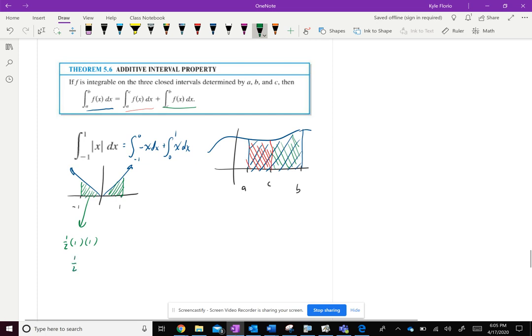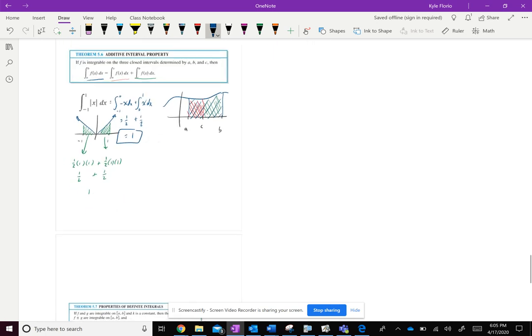And we're going to do the same thing with the other triangle, and I think it's going to be the same thing. The base is 1, the height is 1, so that's going to be 1/2 base times height, which is going to be 1/2. So when we add these together, the area of the entire thing is 1. So to find this definite integral, it's just going to be two separate integrals where both areas are 1/2, and when we add those together, we get that the area is 1.